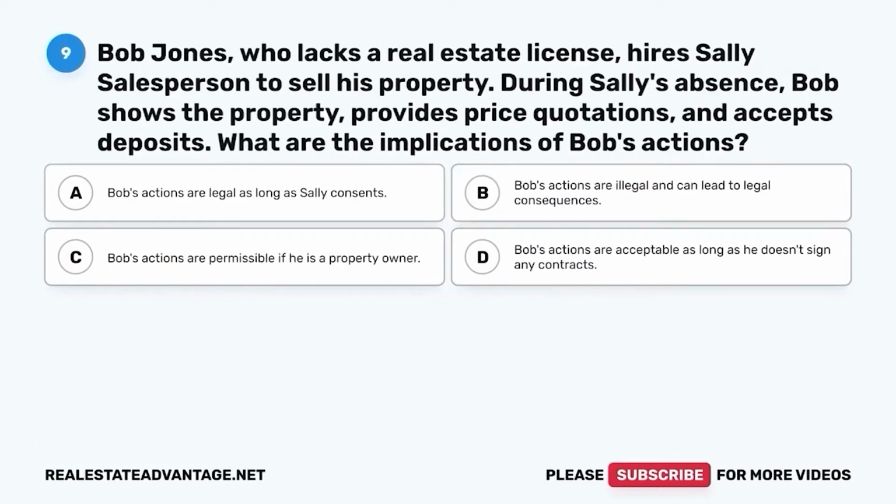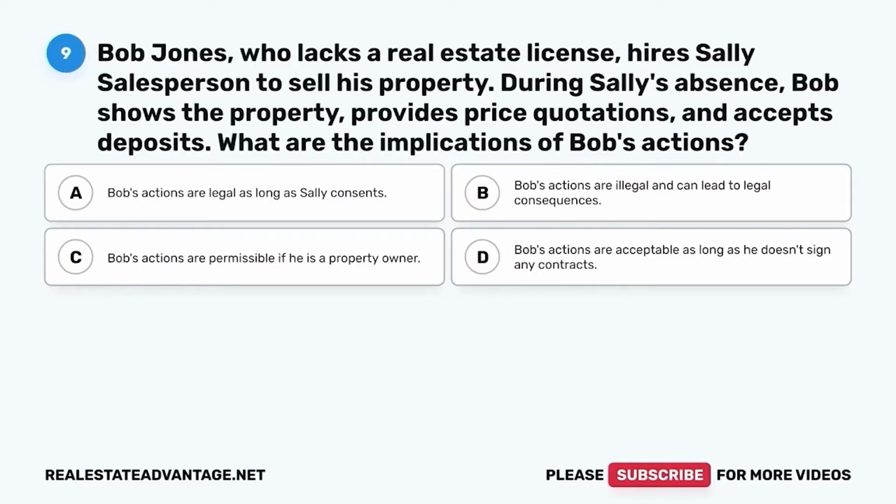Question 9. Bob Jones, who lacks a real estate license, hires Sally's salesperson to sell his property. During Sally's absence, Bob shows the property, provides price quotations, and accepts deposits. What are the implications of Bob's actions? A. Bob's actions are legal as long as Sally consents. B.